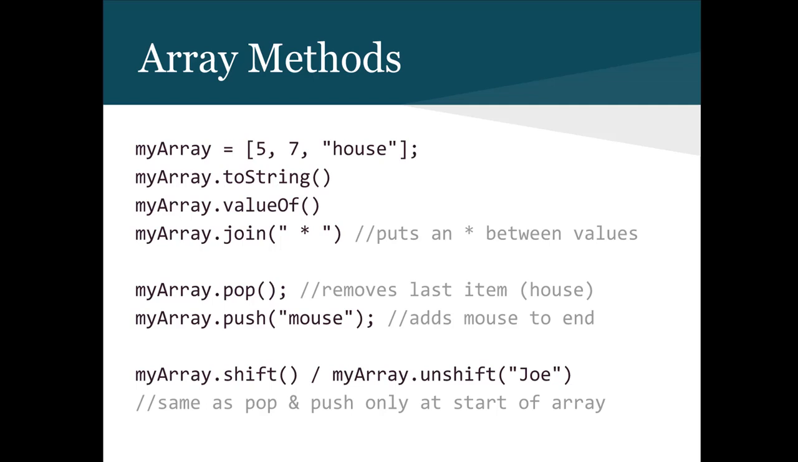Pop removes the last item in the array. Push adds one to the end. Shift and unshift do the same, only at the start of the array. I remember shift and unshift being at the start because it shifts all the indices of the items in the array.